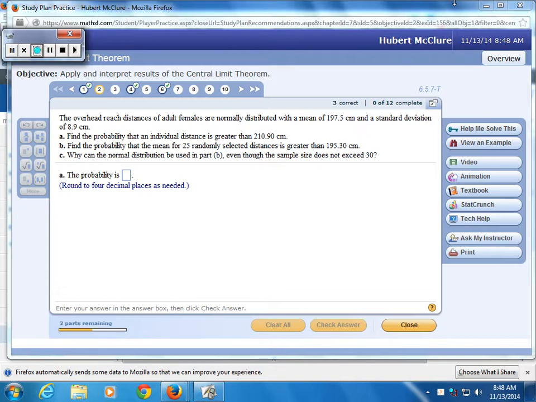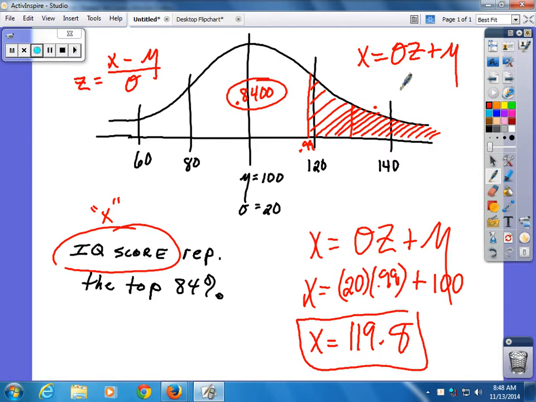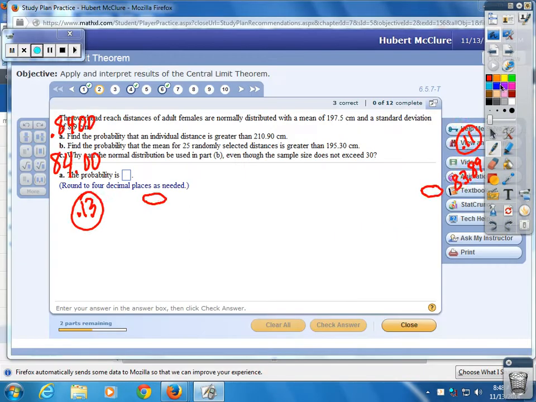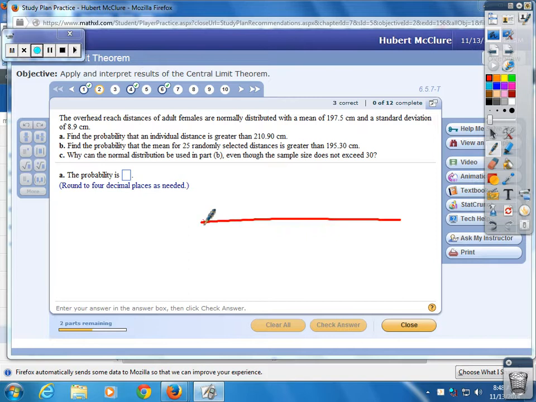So what's the first thing you do? Draw a picture. Exactly. That's the first thing you do, because you can't understand it if you don't draw a picture. So let's draw a picture. And I don't want to use red.